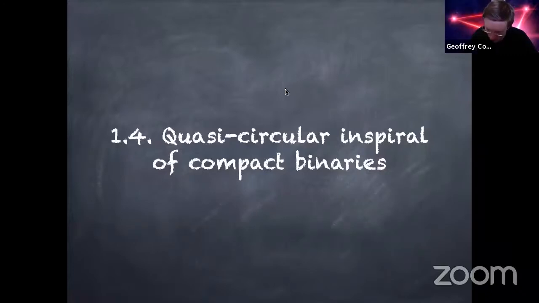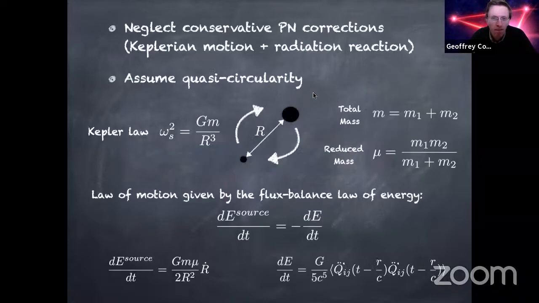So now we have all the tools we need for addressing the quasi-circular inspiral of compact binaries. So this is the application of this formalism. So let's do the computation now. We neglect all these conservative PN corrections, but we'll keep the Keplerian motion plus the radiation reaction. So this is the 2.5 PN radiation reaction due to the leading order gravitational wave emission in the exterior zone.